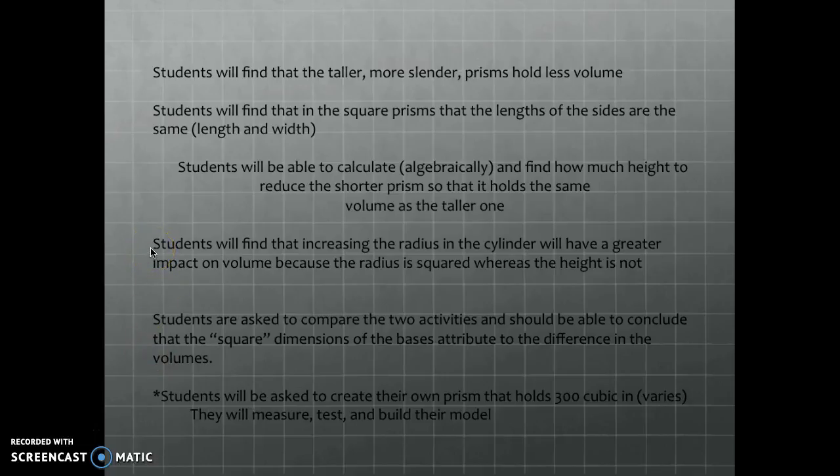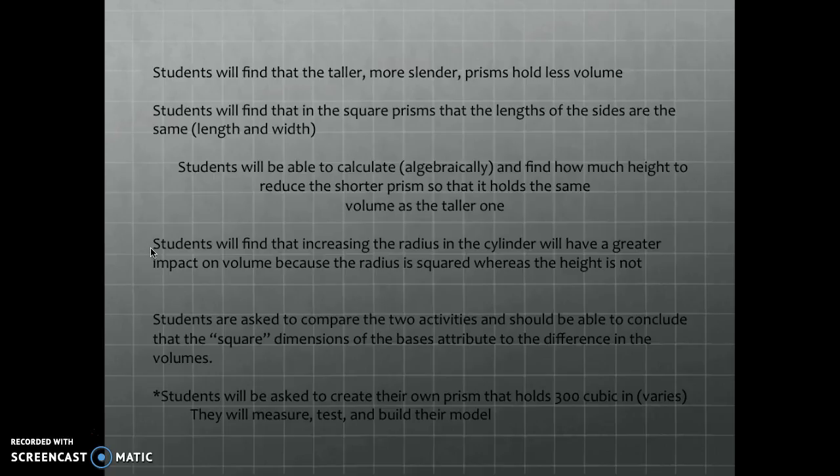In this activity, students will find that the taller, more slender prisms hold less volume. Students will also find that in the square prisms the lengths of the sides are the same, the length and the width. Students will be able to calculate algebraically and find out how much height to reduce the shorter prism so that it holds the same volume as the taller one. One would do this simply by taking the volume of the taller prism and setting it equal to the dimensions for the formula for the volume of the square prism.